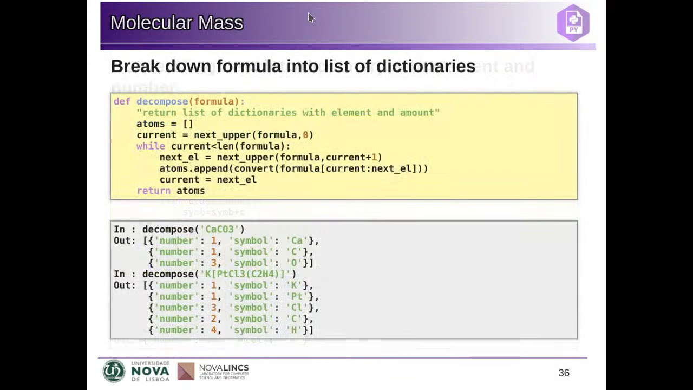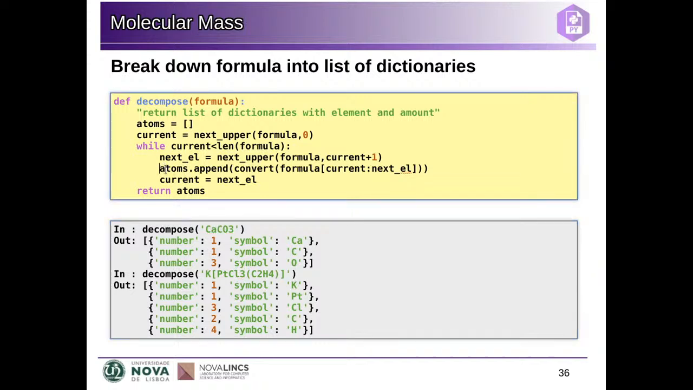So while the current character is less than the length of the formula, we're going to find the next element, by going to find the next uppercase character in the formula, starting from the next position of the current one. So if we start at this C of calcium, we're going to find the carbon by starting from the A and then going forwards until we find the uppercase character there. So this is the current one. The current one is the C from Ca, and the next element will be the C from carbon.